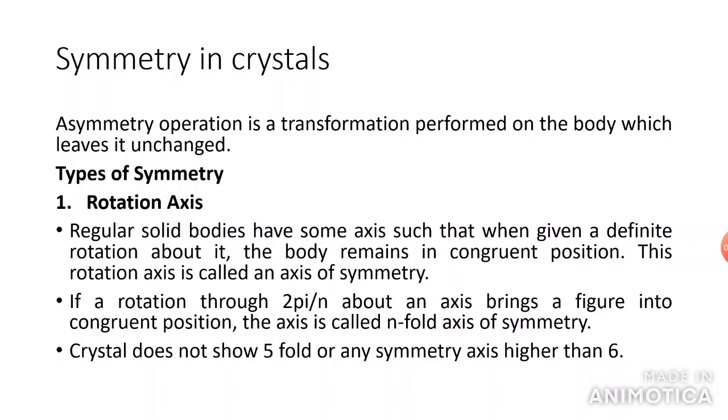If rotation through 2 pi by n about an axis brings a figure into a congruent position, then the axis is called an n-fold axis of symmetry. It is a very good point that a crystal does not show 5-fold or any symmetry axis higher than 6.